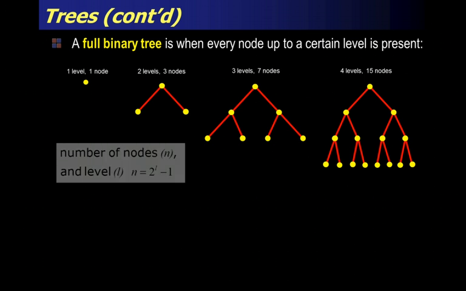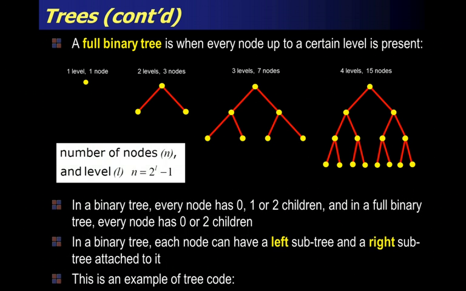It's hard. Okay, I'll give it to you. It's 2 to the L minus 1. 2 to the level minus 1. Okay, that's how you can determine the number of nodes. It's a relationship that is not linear, but it is mathematical. Okay?